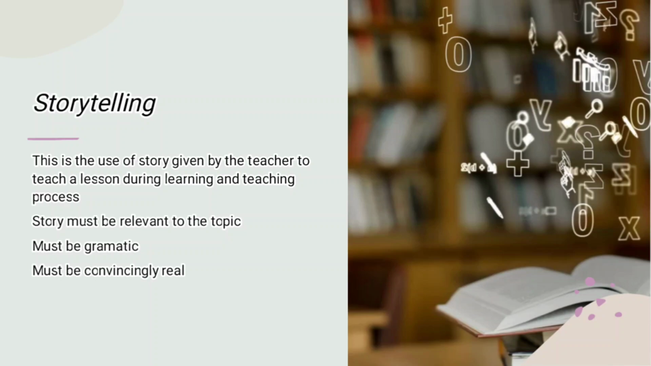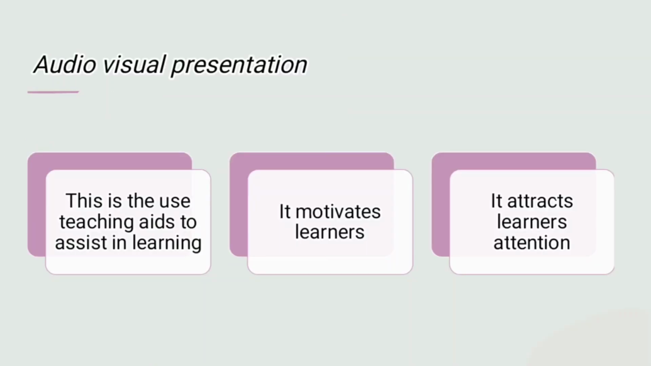When you are choosing a story to use, you must choose a story which is convincingly real. You have to use a story which can be applied in a real life situation. For example, when you are teaching a certain topic, you may decide to use a certain story, and this story must be real to the life of the students or the learners.